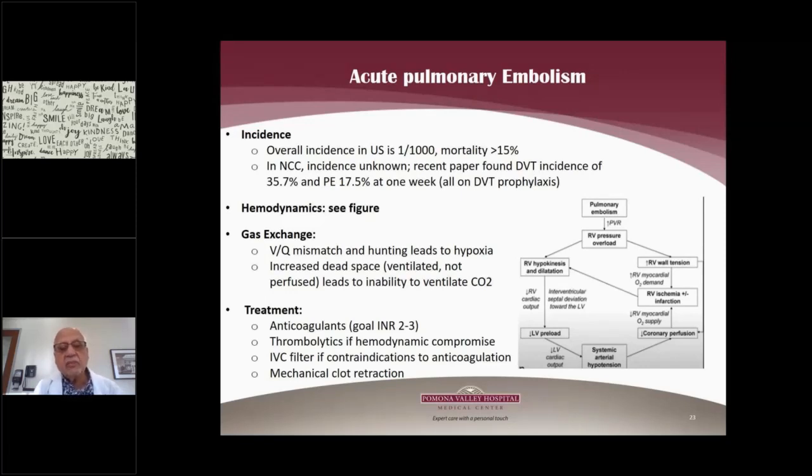But we do have better, newer techniques and technology in these cases, which is mechanical clot retraction, which could be done. And at PBHMC, this technology is available, and there are a lot of physicians who are trained in doing that. This could be life-saving in our times.